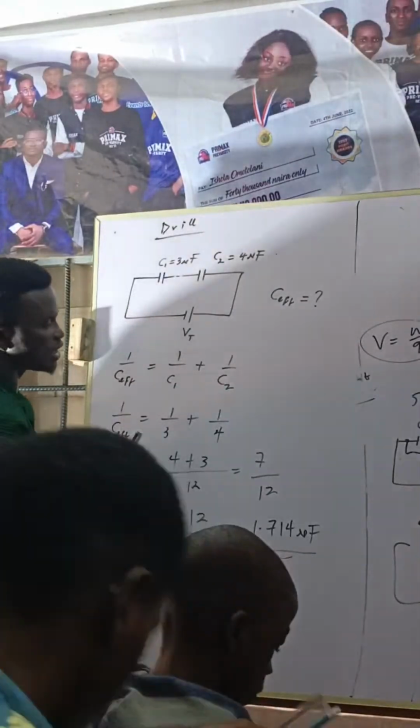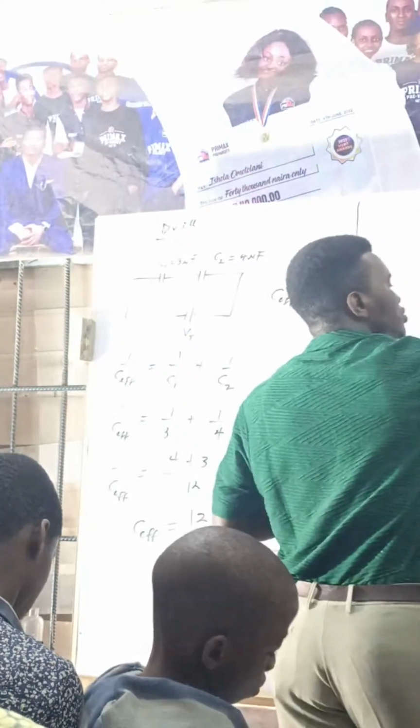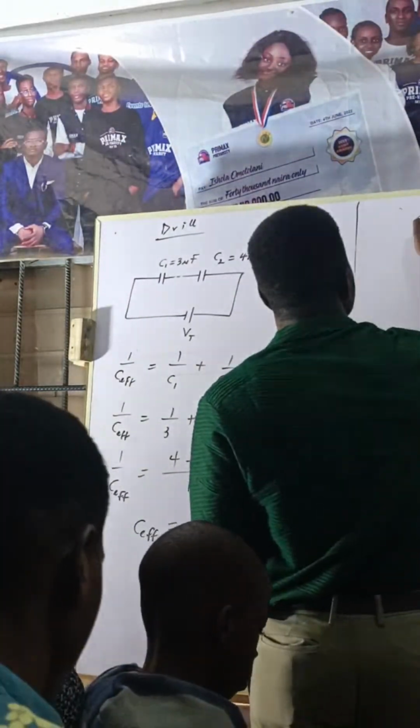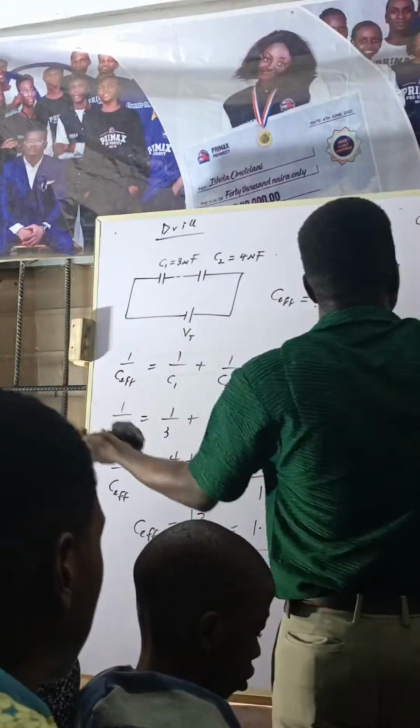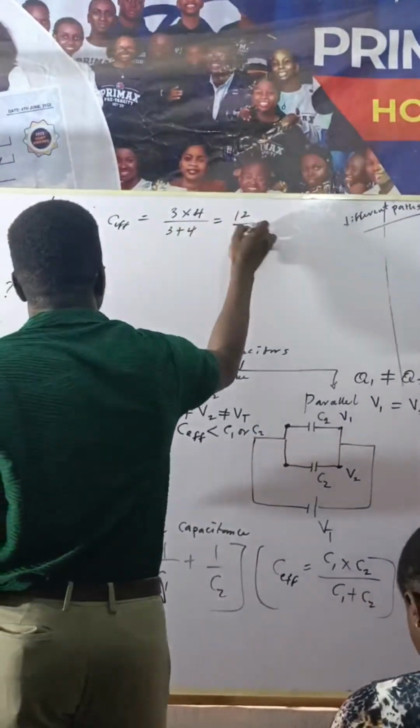So instead of doing these stories that I've done here, in the exam hall you don't have all day, you don't have time. You cannot be doing, let me look for LCM. Just say that your C effective is equal to product, which is just 3 times 4, all over sum, 3 plus 4, and that's 12 over 7, and that's your answer.